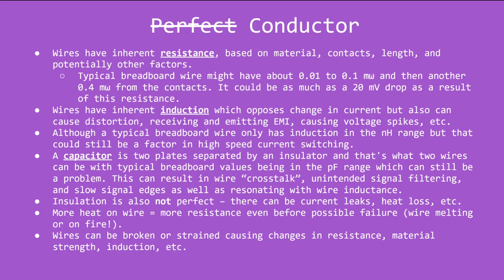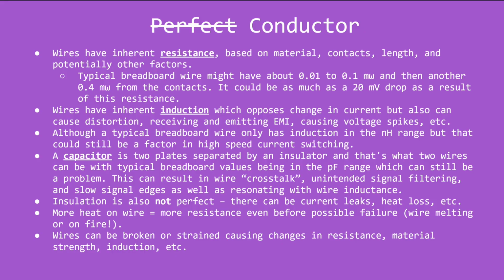So as I previously mentioned, wires are not perfect conductors. They have inherent resistance, which is a factor of their material, the contacts on the connectors, the length, and other factors. A typical breadboard wire might be about 0.01 to 0.1 milliohms, and then maybe another 0.4 milliohms for the contacts. And of course, the breadboard also provides resistance, which might result in as much as a 20 millivolt drop across the circuit as a result.